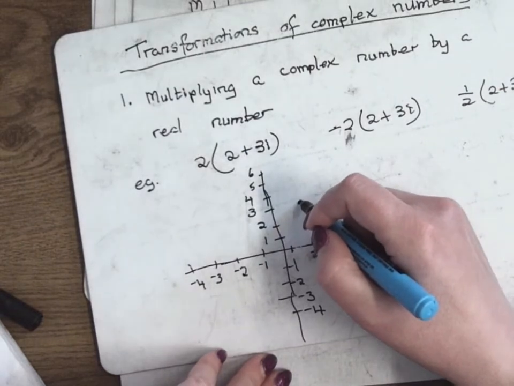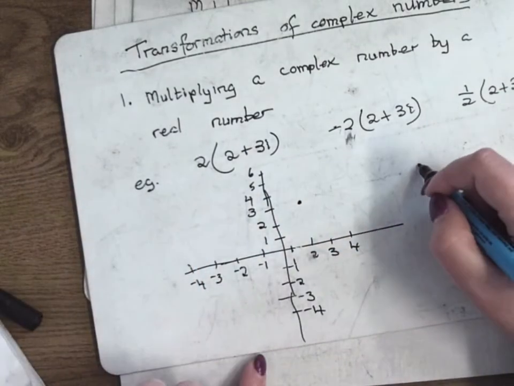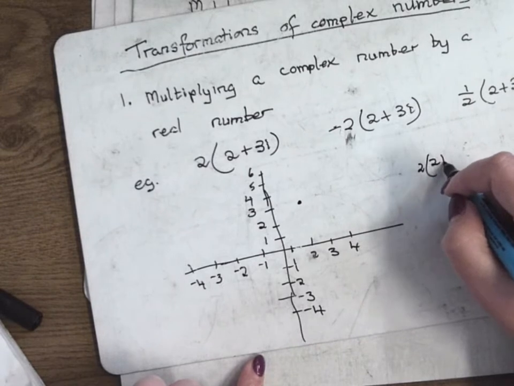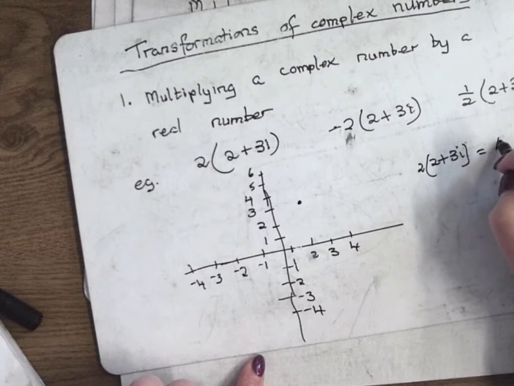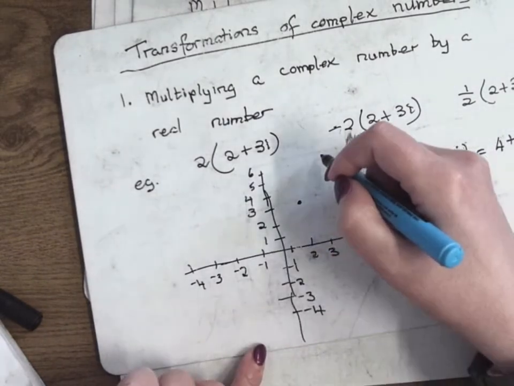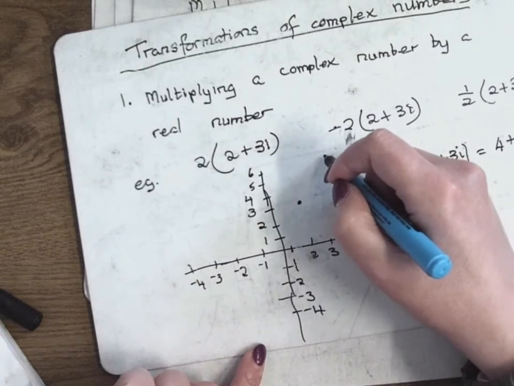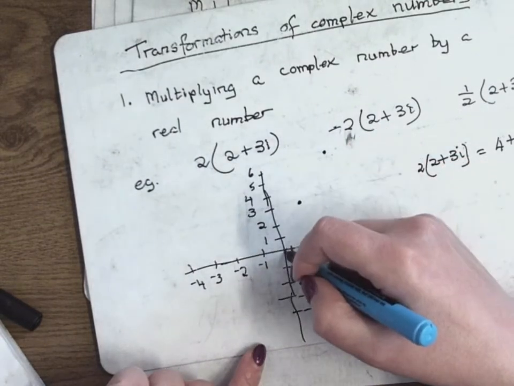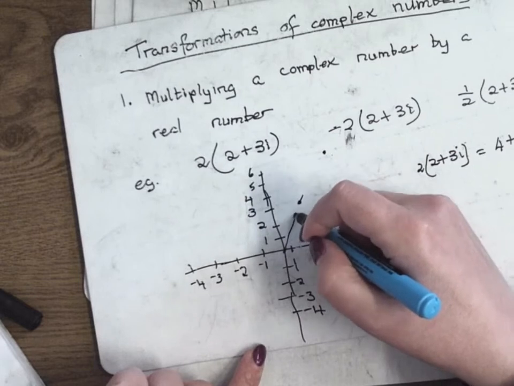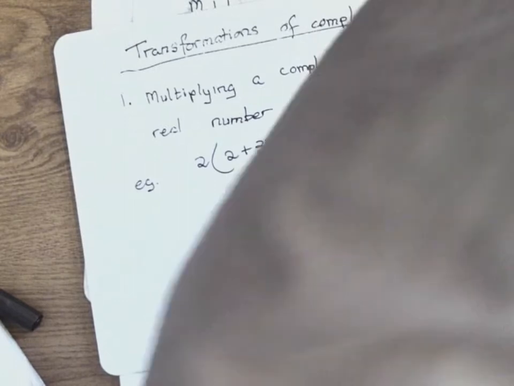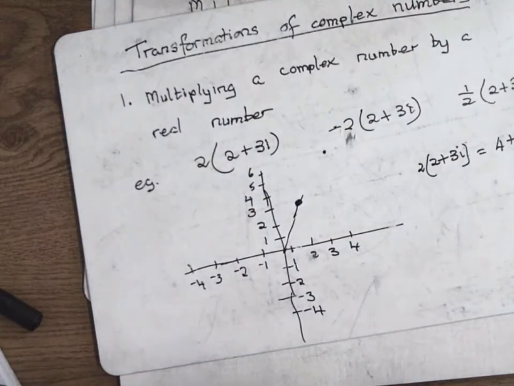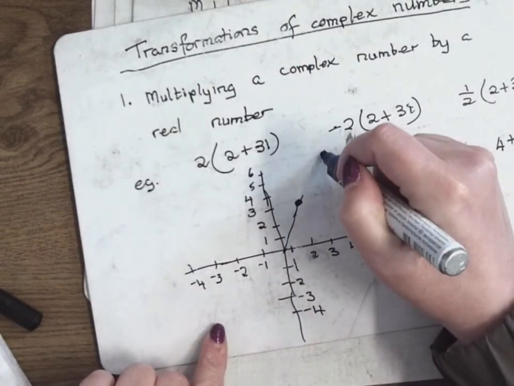I'm starting with 2 plus 3i. The first thing I'm going to do is multiply 2 plus 3i by 2. Multiply into the brackets, and the answer would be 4 plus 6i. Agreed? Okay. So 4 plus 6i is across 4 up to 6. It's now here somewhere. So look what happens. There's where the original complex number was. The image has now moved out to here.